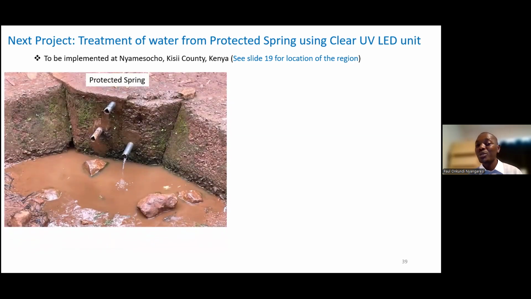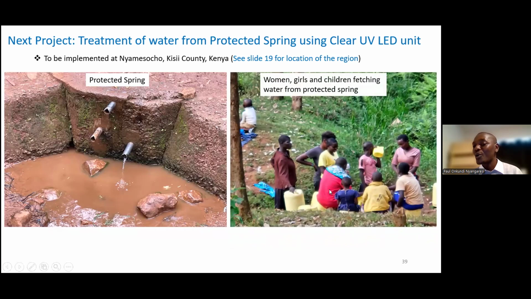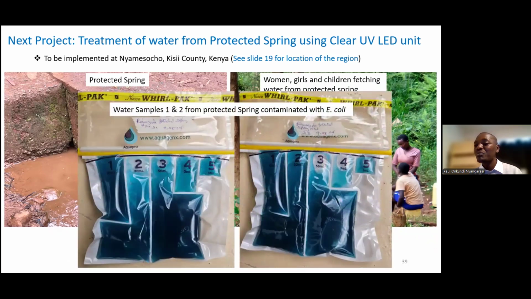So this is the protected spring where the community, over 1,000 people, collect water. You can see the flow rate is very low. And after we tested this water, the quality was very poor. This is how the people collect the water. You can see young children, girls, sitting there because they spend even 1 hour, 2 hours waiting for water to collect. So how can we solve this problem in these low resource settings? You can see the quality of that water is very poor. This is full of E. coli. So we need to see how we can solve this.